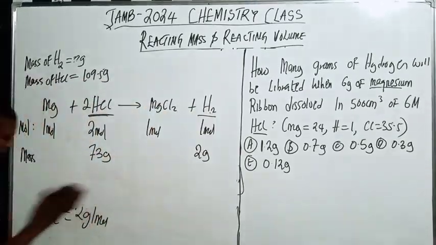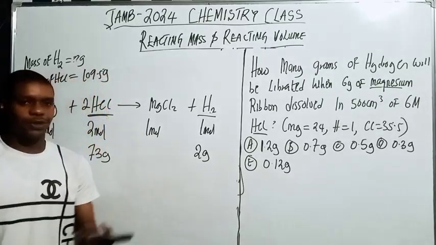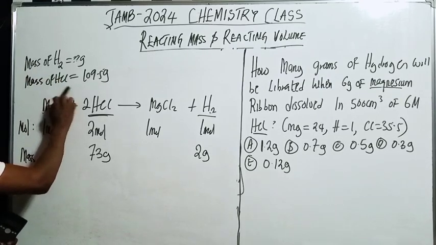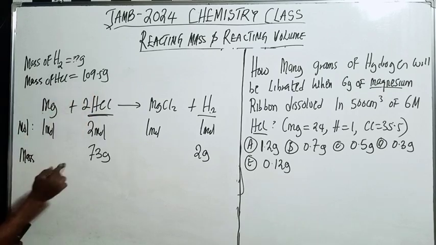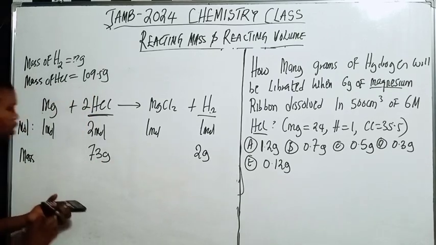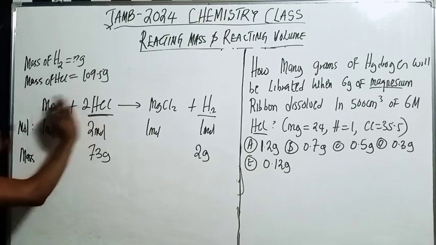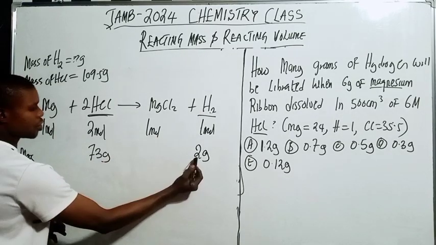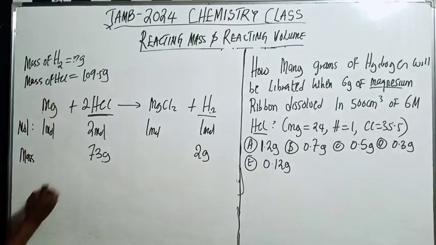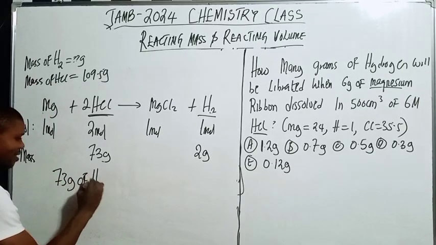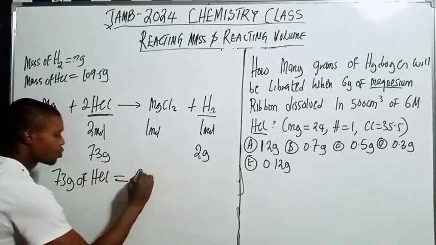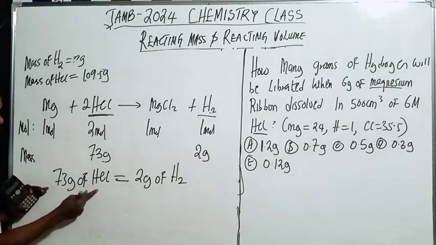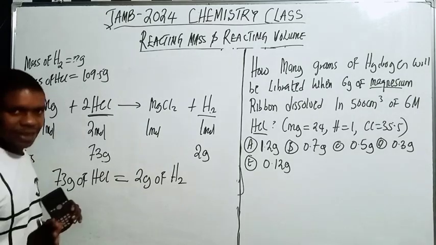So the next thing you want to do here is use your normal stuff. Now they asked us for the mass of H2, and we have calculated the mass of HCl. So it's going to be a mass to mass relationship. The mass of HCl at this point is 73 gram, and the mass of H2 is 2 gram. So it means that 73 gram of HCl equals 2 gram of H2. That is it. Do you understand?